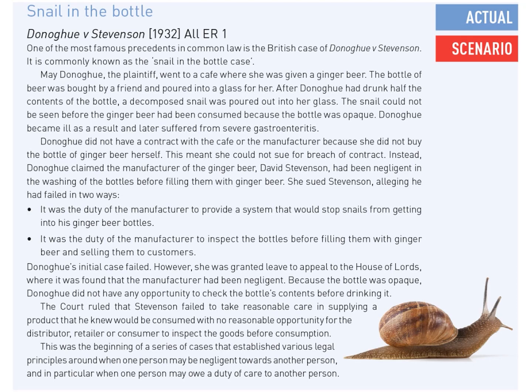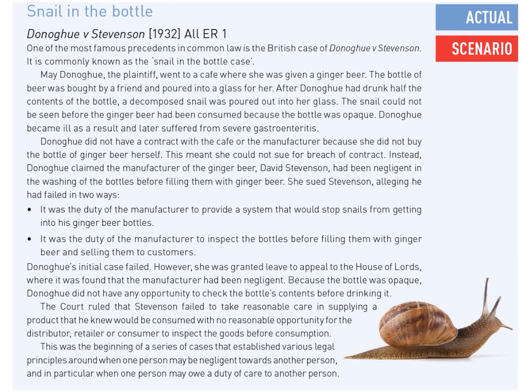So Donoghue became ill and as a result later suffered from severe gastroenteritis. Donoghue did not have a contract with the cafe or the manufacturer because she didn't buy the ginger beer herself. It wasn't her and the manufacturer or her and the cafe that had this contract of sale.